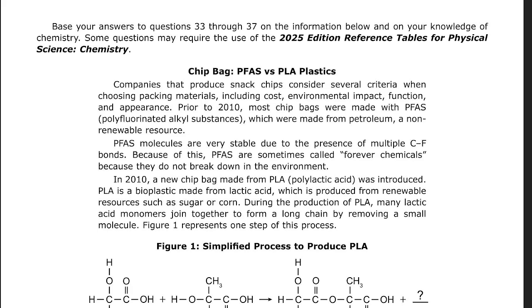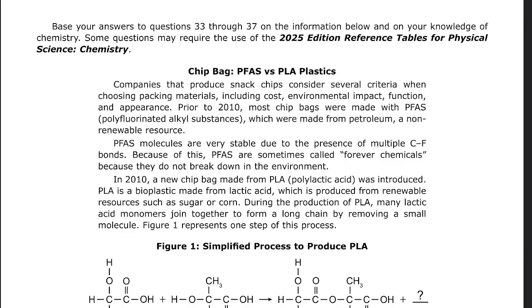So it says that companies that produce snack chips consider several criteria when choosing packaging materials, including cost, environmental impact, function, and appearance. Prior to 2010, most chip bags were made with PFAS, which were made from petroleum, a non-renewable source. PFAS molecules are very stable due to the presence of multiple carbon-fluorine bonds. Because of this, PFAS are sometimes called forever chemicals because they do not break down in the environment.